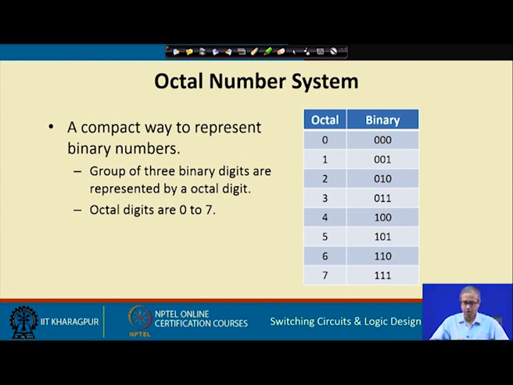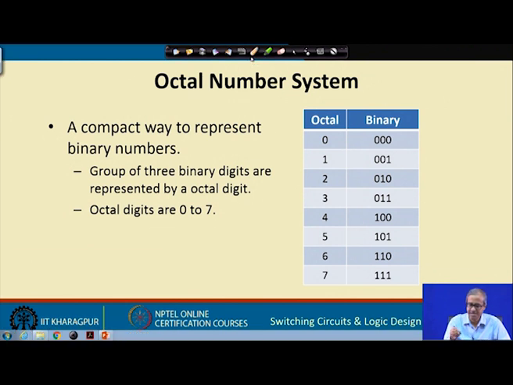The octal number system. Octal means 8. Basically, this is a weighted number system with a radix of 8, which means our digits are 0 to 7. And in this table, because I said that one of its uses is to represent binary numbers compactly, one thing you note is that the radix that you are choosing here, 8, is a power of 2. This is important.